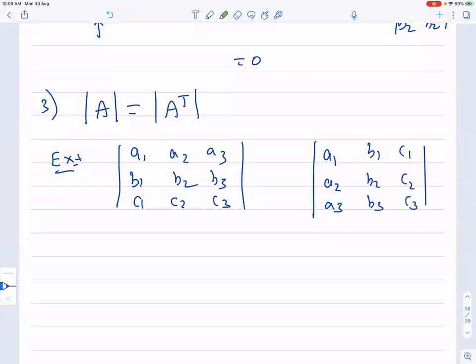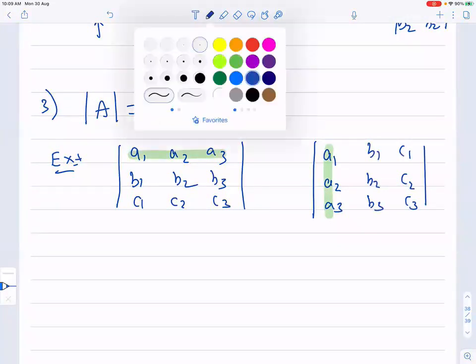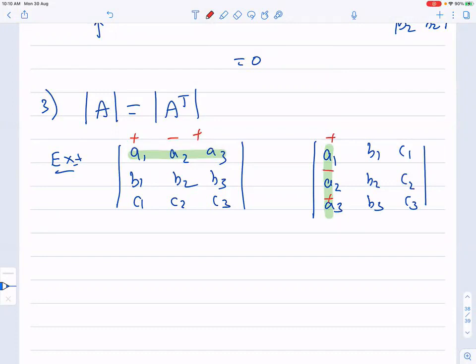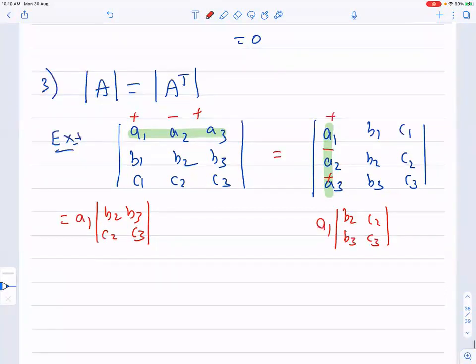Why? Expand this from the first row, and this from the first column, you will be writing exactly the same calculation. Check. Here you will write plus minus plus, here also you will write plus minus plus and expand. What will you write with A1? B2 B3 C2 C3. Here also with A1, B2 B3 will come here, C2 C3 will come here, but still the value is going to be the same. B2 C3 minus B3 C2. Is it clear, students? Yes, sir. So the calculation is going to turn out the same, and opening with respect to the first row and opening with respect to the first column are going to be equal in expansion, and so these two are equal. Any doubt in the students?